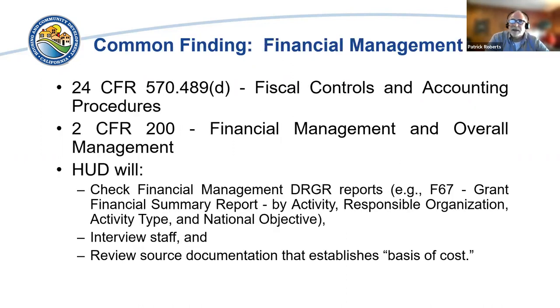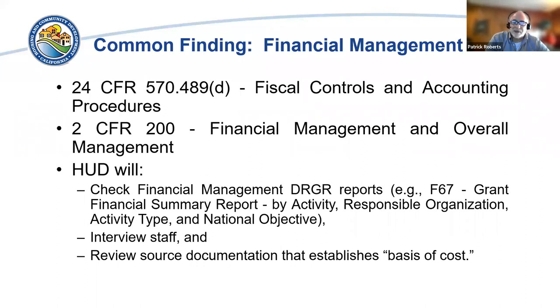Next common finding is financial management. 24 CFR 570.489(d) is the program, actually. 570.489 is the program administrative requirements. 489(d) goes a step further, it talks about fiscal controls and accounting procedures.